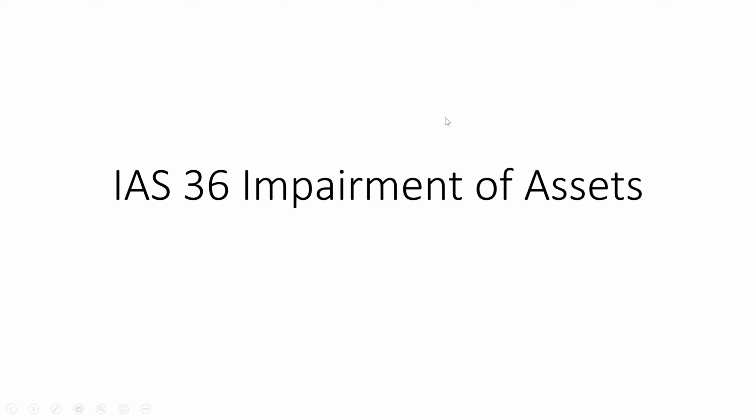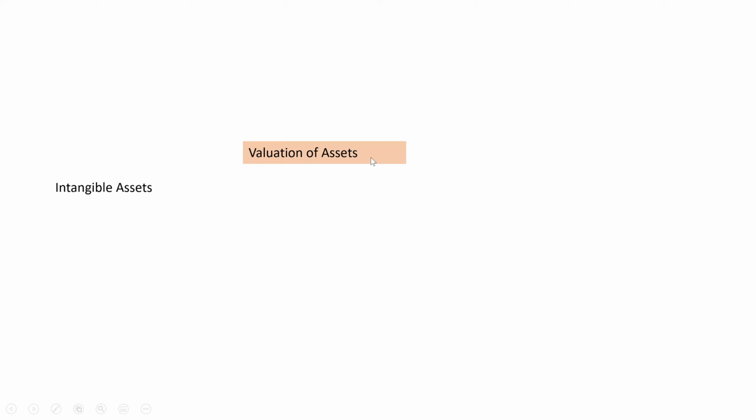Hi everyone, so today we're going to be looking at impairment of assets under IAS 36. An impairment is recognised when an asset is overstated in value, where the actual value of the asset is below its carrying amount. So let's look at some examples of assets.